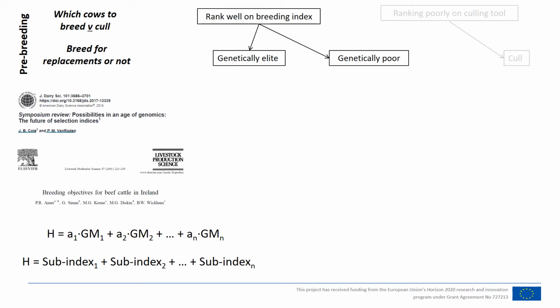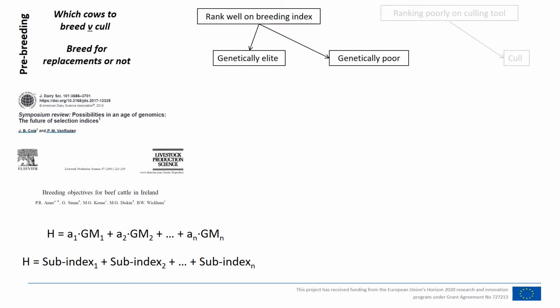So a breeding goal can be summarized as just a linear equation summing up. A here is the economic value, so that's the change in profit per unit change in the particular trait of interest, and GM represents genetic merit, whether that is estimated breeding value in beef or predicted transmitting ability in dairy. So, as I said, the breeding goal is just a linear sum of the economic value times the genetic merit for a whole series of different traits.